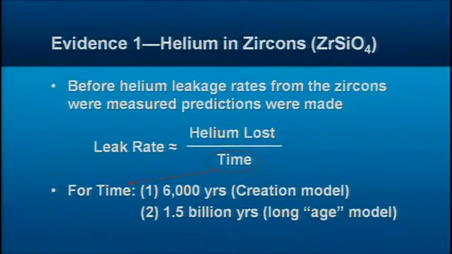And so we wanted to look at this data in this drill hole to see if you plugged in 6,000 years, what would the leakage rate be? You'd have lost a lot of it very quickly. It'd have to leak out very quickly in 6,000 years. Whereas if these rocks were really 1.5 billion years old, to still have 80% of the helium in some of those zircon crystals meant that the leakage would have to be very slow.